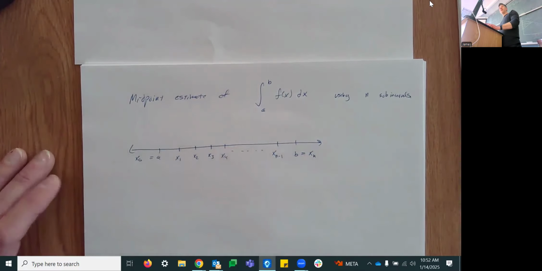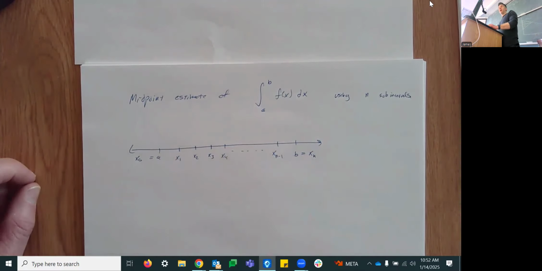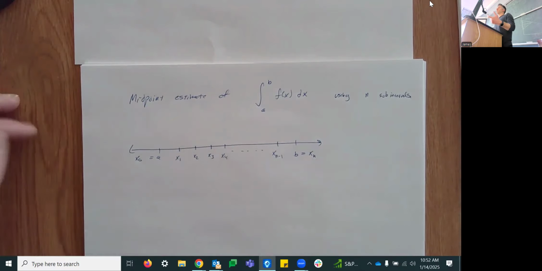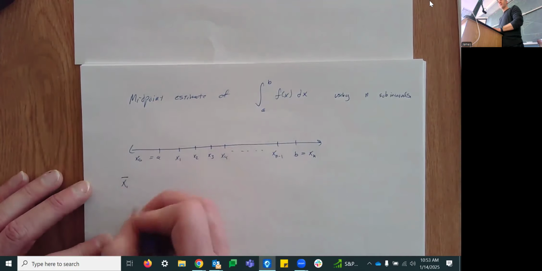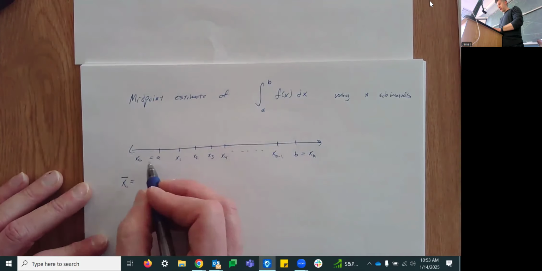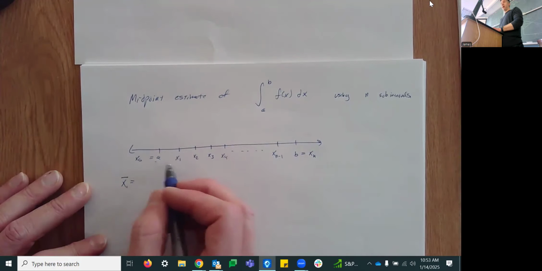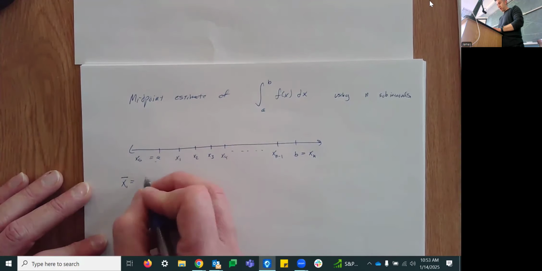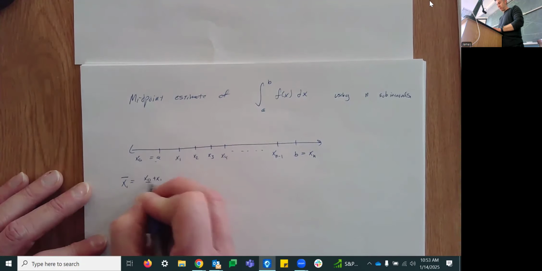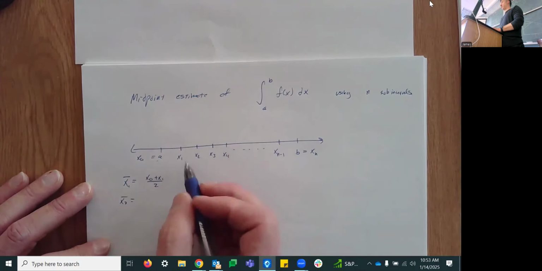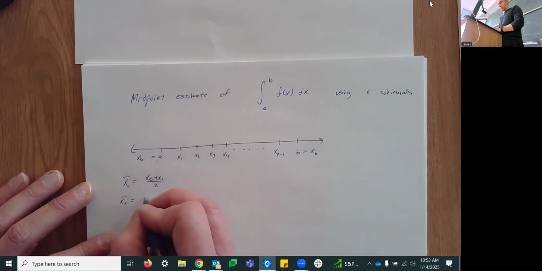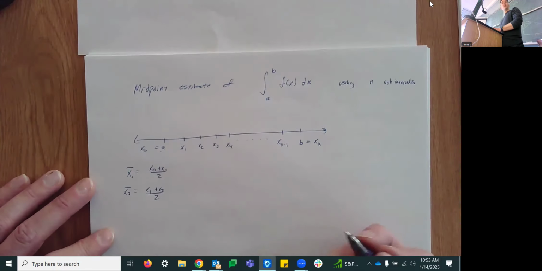So then I'm going to find the midpoints. And here's the easiest way to write the midpoints in a summation sort of way. My first midpoint, x1 bar, is the average of the left and right endpoint of the first subinterval. So it's going to be x0 plus x1 divided by 2. And x2 bar is going to be the average of x1 and x2, so x1 plus x2 divided by 2. And that pattern continues.